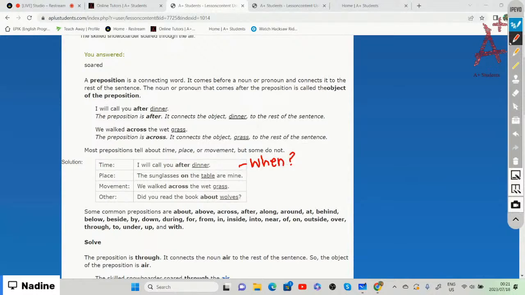The sunglasses on the table are mine, right? So it's like asking where? Where are the sunglasses? So where? It's on the table and it tells us the place. Tells us where the sunglasses are. It is on the table, right? Table being the object. Movement, right?